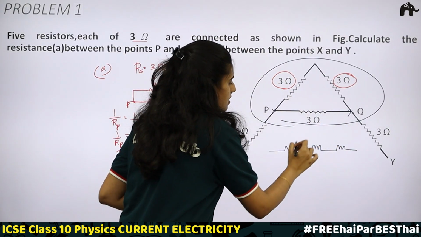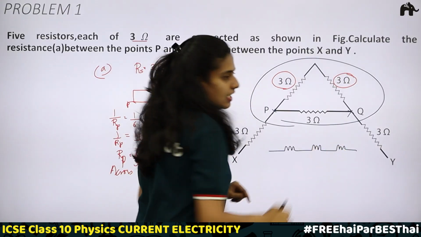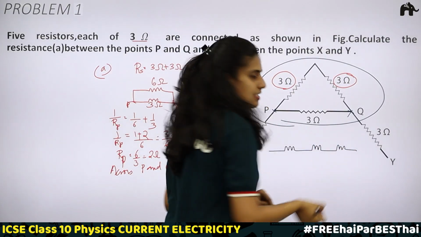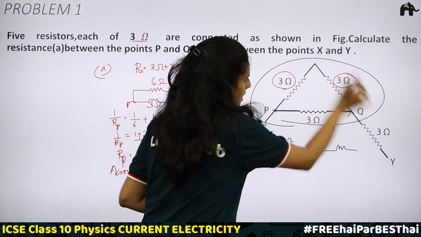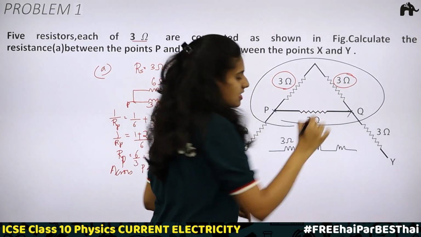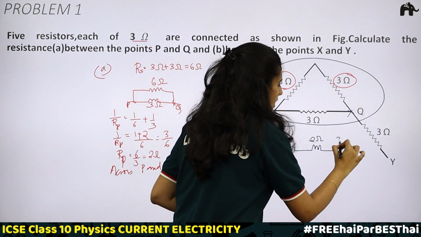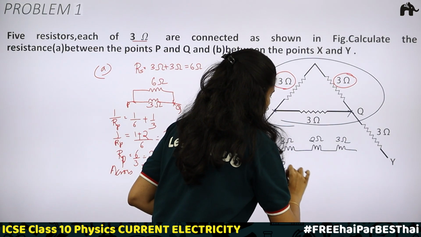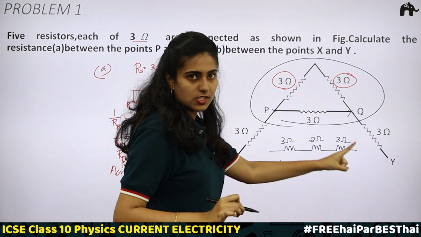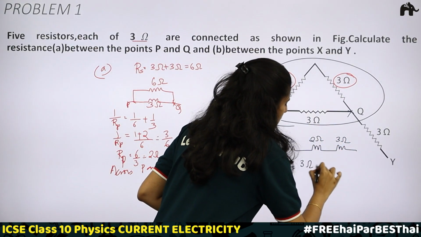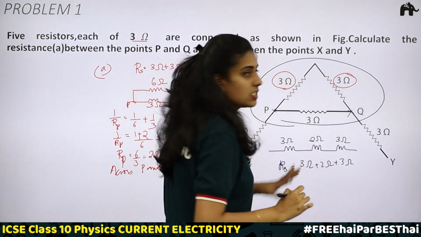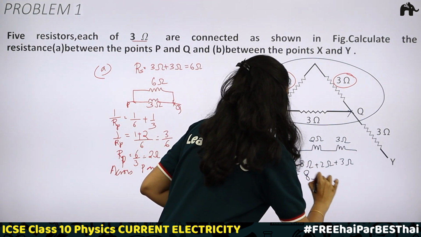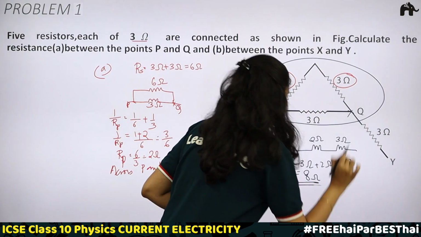One end of the first resistor to the other end of the second resistor and the other end to the next resistor. So here we have 3 ohm, and this entire part is 2 ohm which we have determined, and this part is again 3 ohm. So how much do we get the Rs value? 3 ohm plus 2 ohm plus 3 ohm: 3 plus 3, 6, 6 plus 2, 8. 8 ohms is the Rs value.